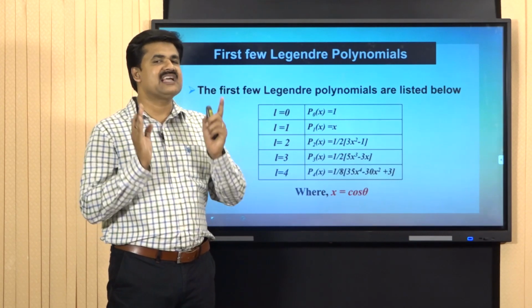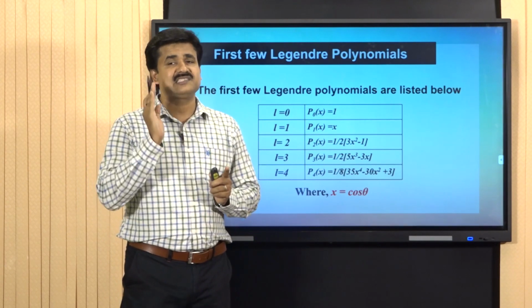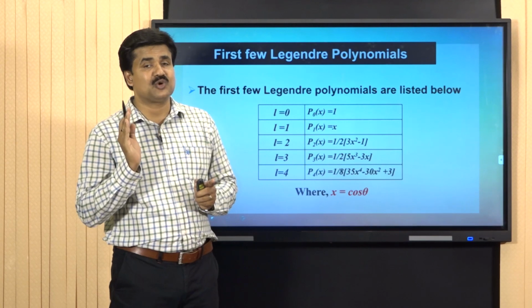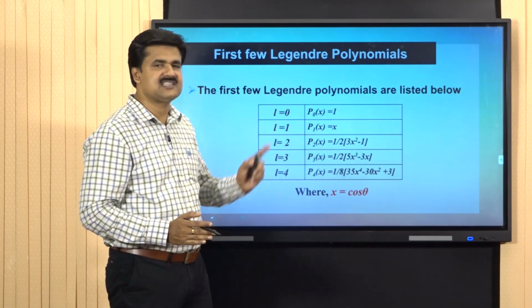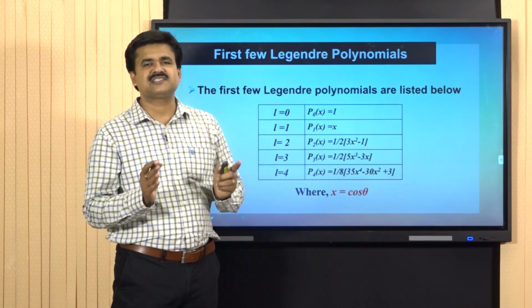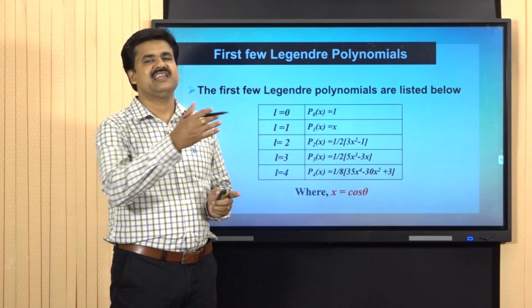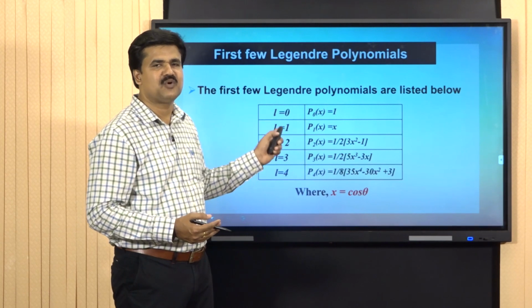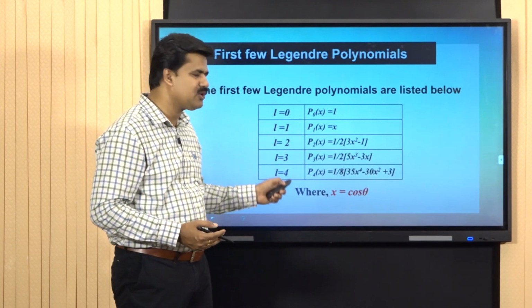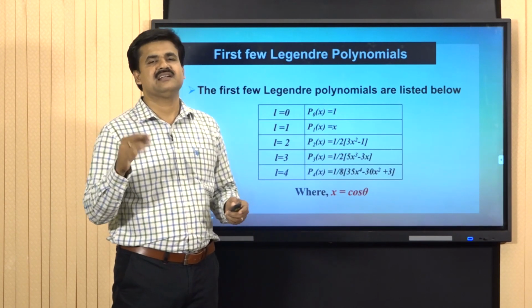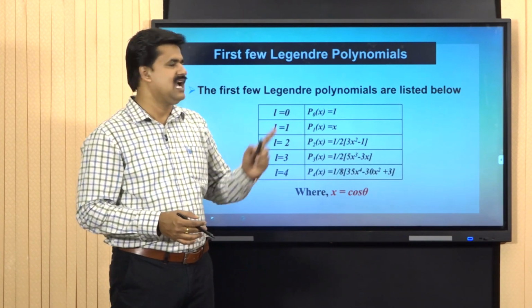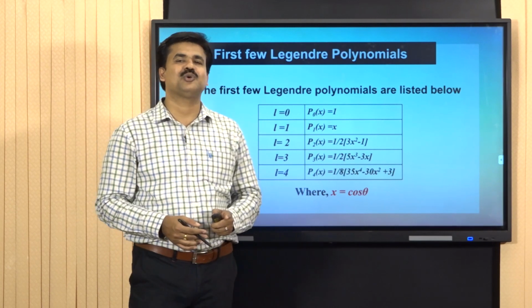Once again, Legendre polynomials are the solutions of the Legendre equation when m is equal to 0. The chart lists the first few Legendre polynomials, and these values are obtained by putting different values for small l, that is, L may be 0, 1, 2, 3, etc. We can also get other values for Legendre polynomials, and keep in mind the fact that x is equal to cos theta.